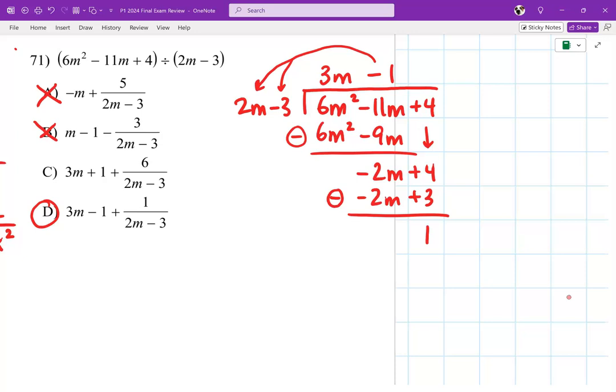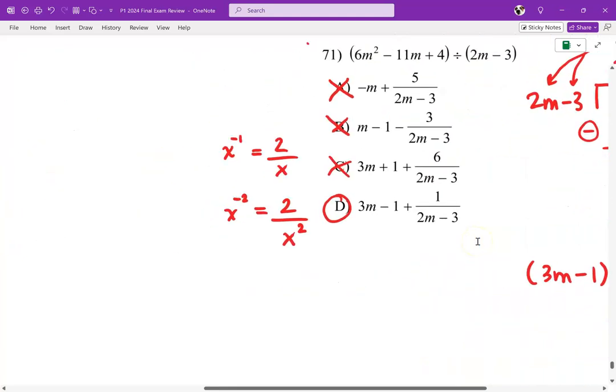So your answer is 3m minus 1, then there's a positive 1 over 2m minus 3. I know they don't write it with the parentheses a lot of times, but I like to do that so I know what my quotient is. But you can see my solution is D, so it's not C. Any other questions from anything past 43? Like I said, multiple choice is great with math because we can always figure stuff out as we go.